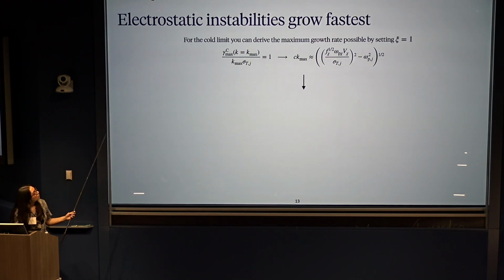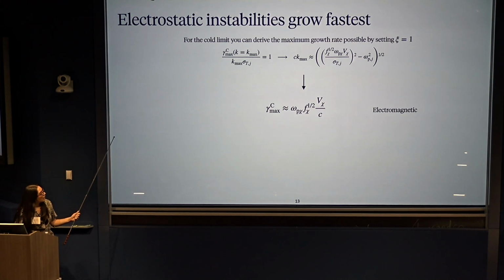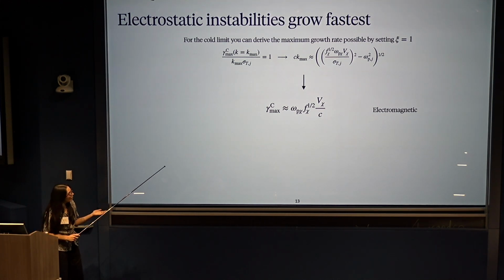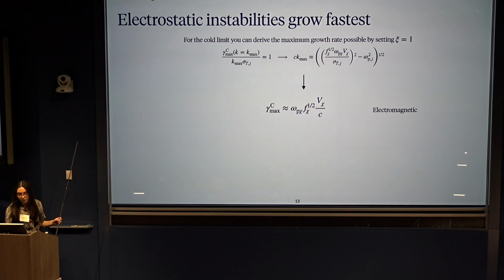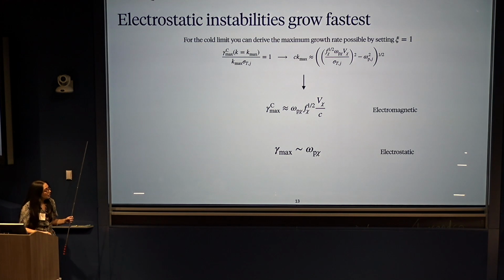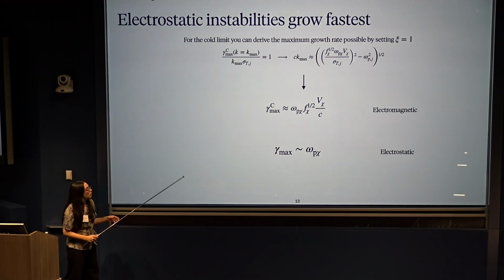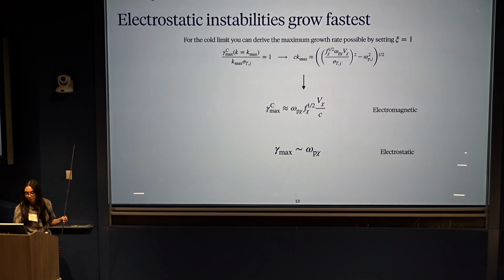Okay, so you can figure out where the maximum growth rate happens in a similar way. And so the electromagnetic case goes like this: it goes proportional to the plasma frequency times the streaming velocity divided by c. And you can compare this to the electrostatic case, which is just proportional to the plasma frequency.